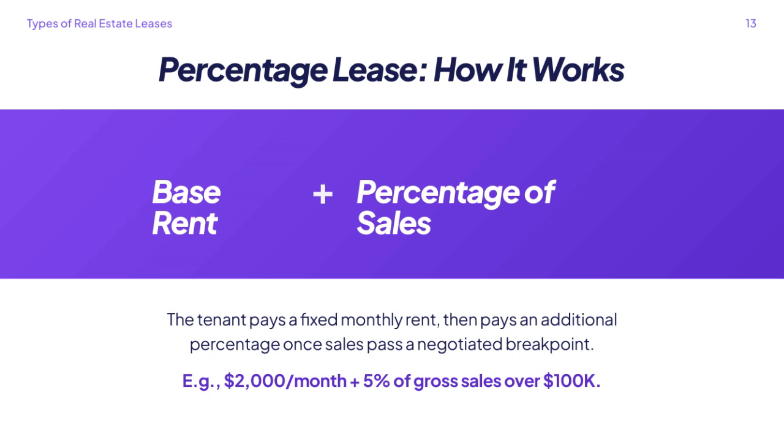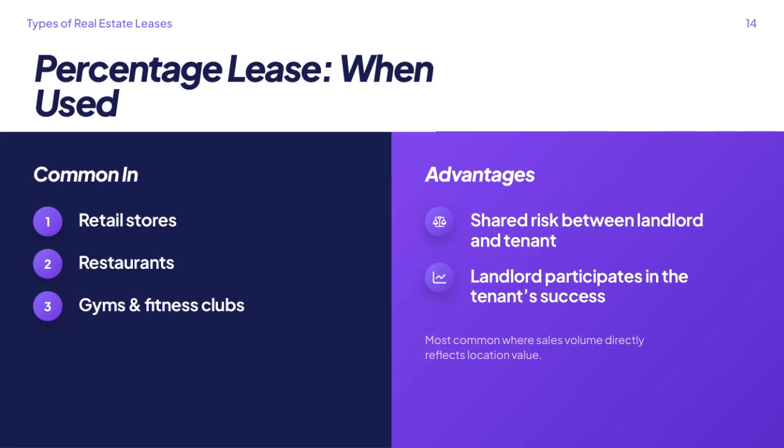This structure benefits both landlords and tenants because it aligns rent payments with the tenant's business performance, providing flexibility and potential upside for both parties. This kind of lease is particularly useful in retail spaces, where sales can fluctuate and landlords want to share in the tenant's success. Understanding these key components, base rent, sales percentage, and breakpoint, is crucial when navigating real estate lease options. Now, let's talk about percentage leases and when they are typically used.